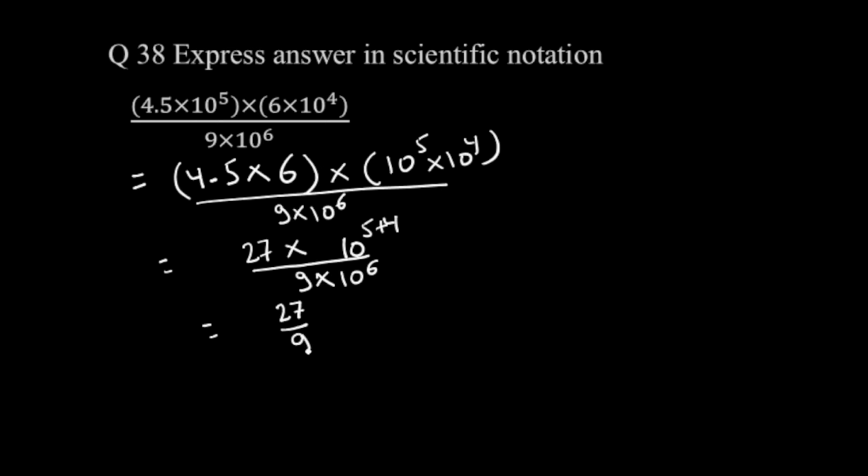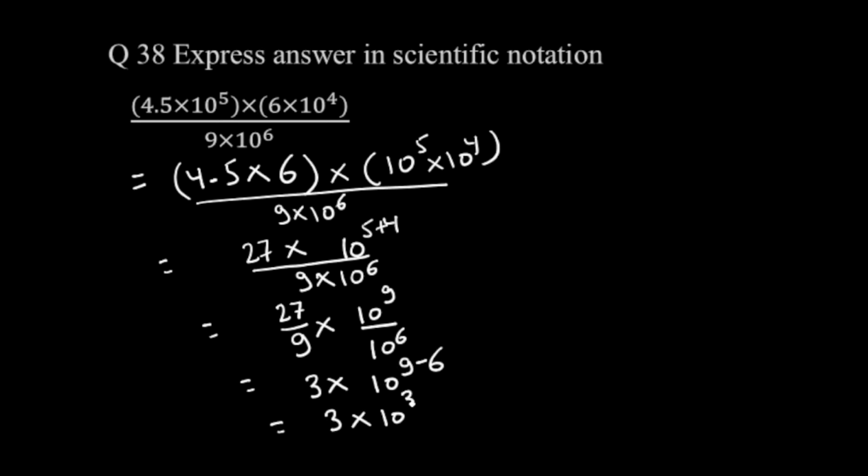27 divided by 9 multiply 10 to the power 5 plus 4, which is 9, divided by 10 to the power 6. 27 divided by 9 is 3 multiply. The 10 to the power 6 is positive on the denominator, if we move it to the numerator it is going to be negative. 10 to the power 9 minus 6. 3 multiply 10 to the power 9 minus 6, that is 3. This is the answer.